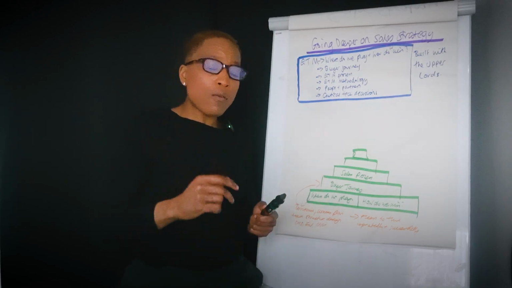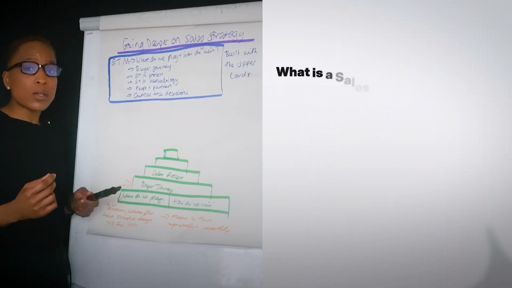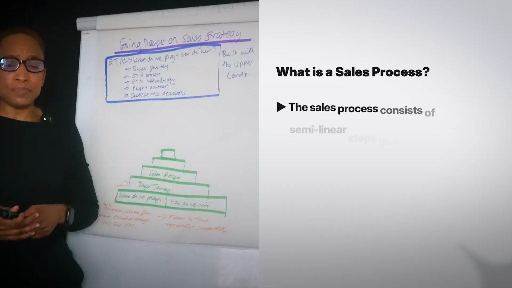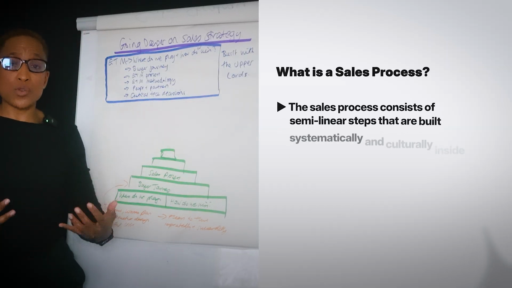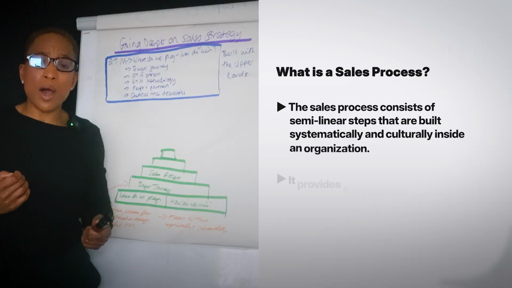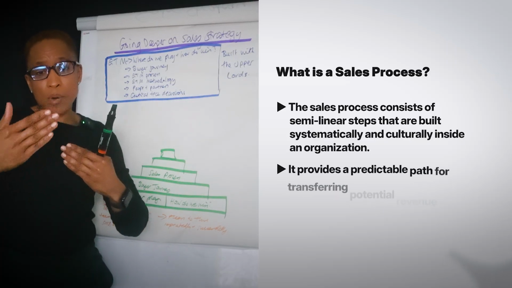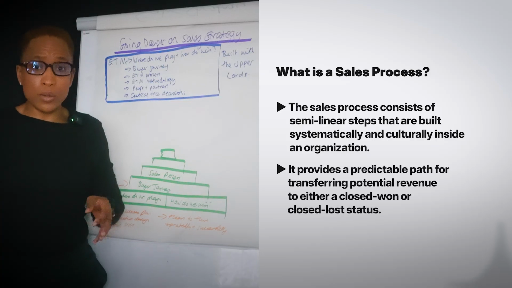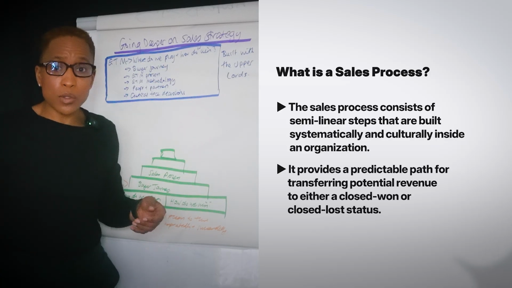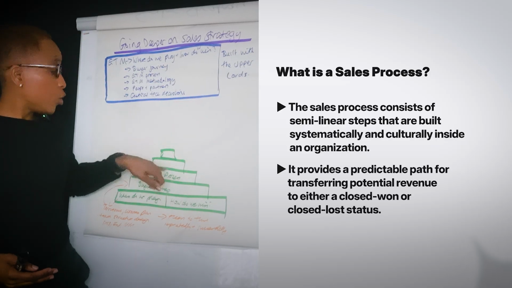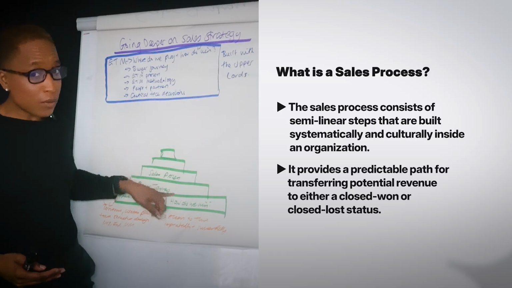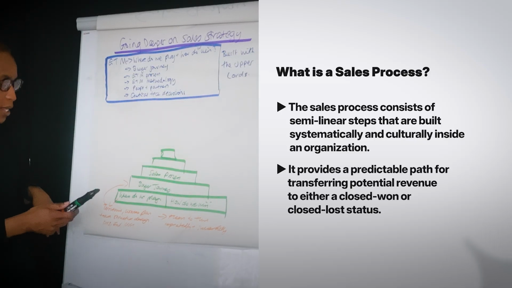So now you are responsible for understanding the semi-linear steps that we are going to build systematically and culturally inside our organization, that are going to help us provide a predictable path for how we transfer revenue from closed potential revenue to closed won or closed lost. That's your job. You are accountable and responsible for getting the people around you that can allow you to do that. So that's going to be another part.